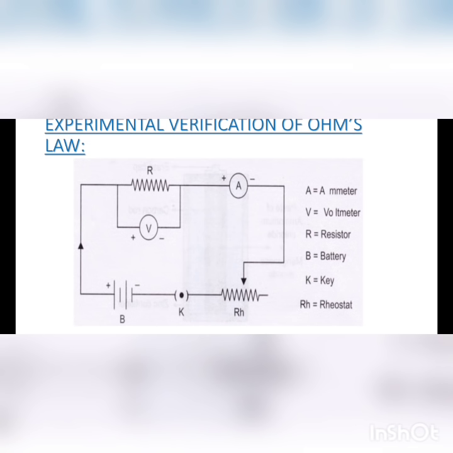So one end of this rheostat is attached to the ammeter, and second terminal of this rheostat is attached to a key. Key does not have any plus or minus sign, so you can attach as you wish. The second terminal of this key is attached to the negative terminal of your battery, and positive terminal of the battery is connected to the positive terminal of voltmeter.